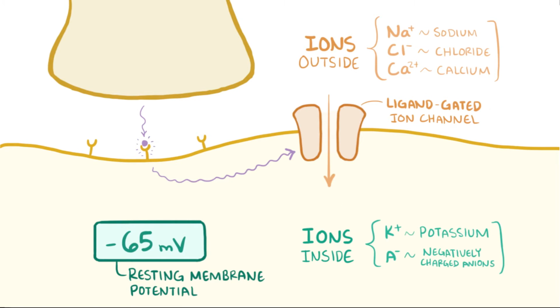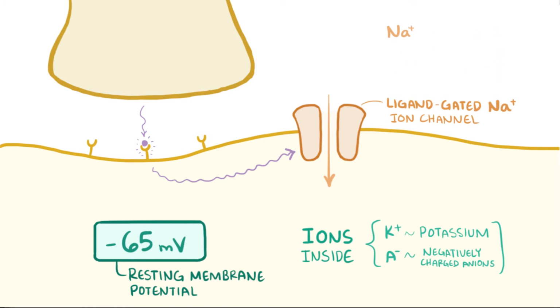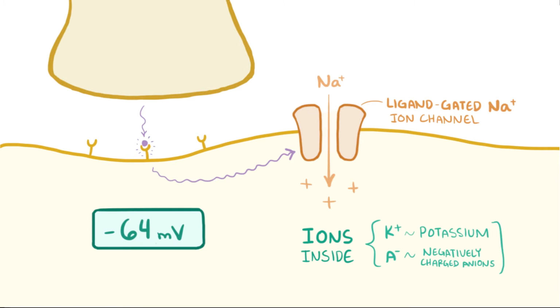Ligand-gated literally means that the gate responds to a ligand, which in this case is a neurotransmitter. So let's take the example of a ligand-gated sodium ion channel, which when it opens lets sodium flow into the cell. The extra positive charge that flows in makes the cell less negative, since remember it's usually negative 65 millivolts, and therefore less polar. So that's why gaining positive charge is called depolarization.